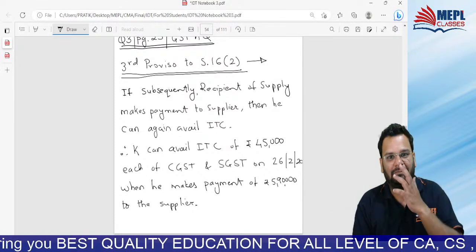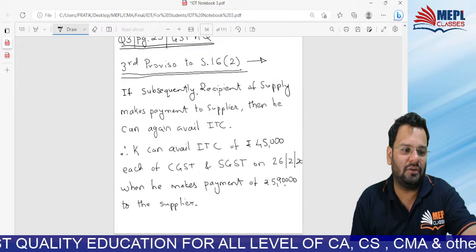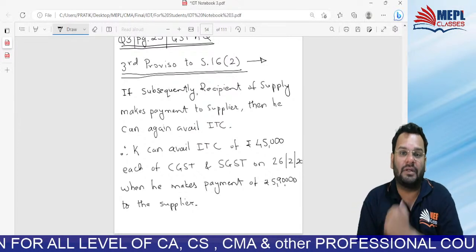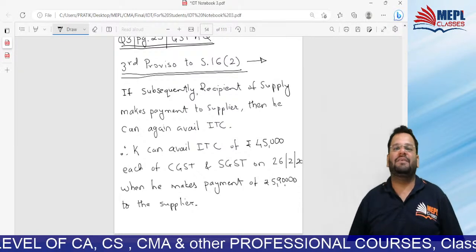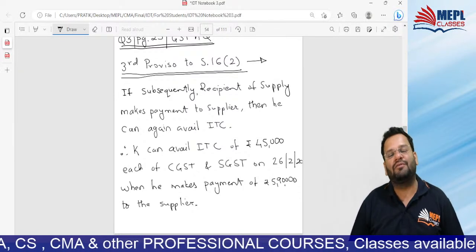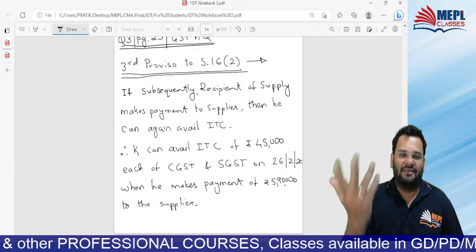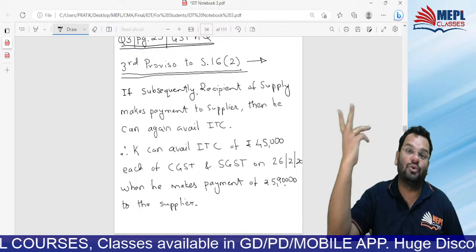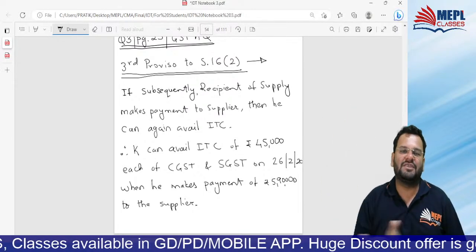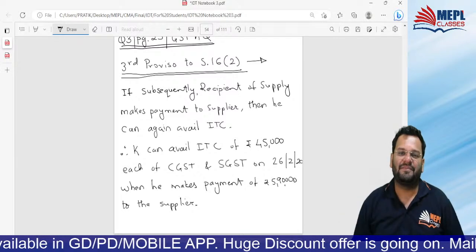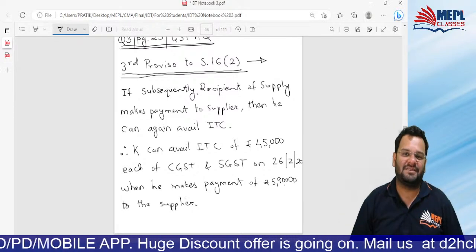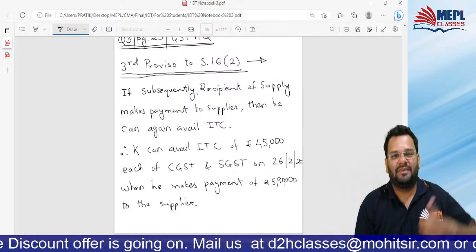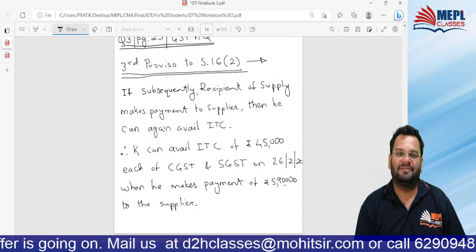So guys, we are talking about input tax credit. What usually happens, look at it in a story form. There is one person, say he's dealing in selling plastic utensils. This person is manufacturing plastic utensils and is selling them. Now to manufacture these plastic utensils, he will need raw material.